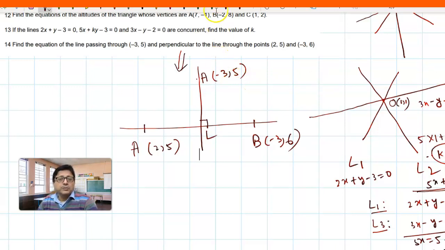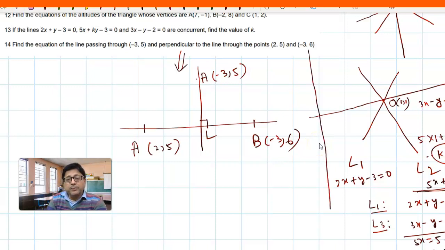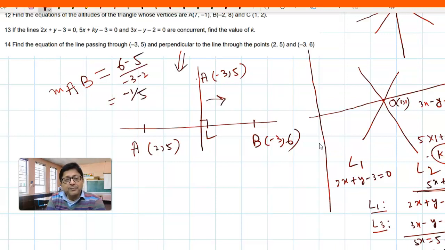So the equation of the line passing through this point and perpendicular to this can be determined, because you know how to find the slope of line AB. Slope of AB is 6 minus 5 by minus 3 minus 2, that is minus 1 by 5. What is the slope of AL? The product of slopes is minus 1. The slope of AL is going to be equal to 5. Then minus 1 by 5 into 5 is minus 1. So what is the equation of AL?